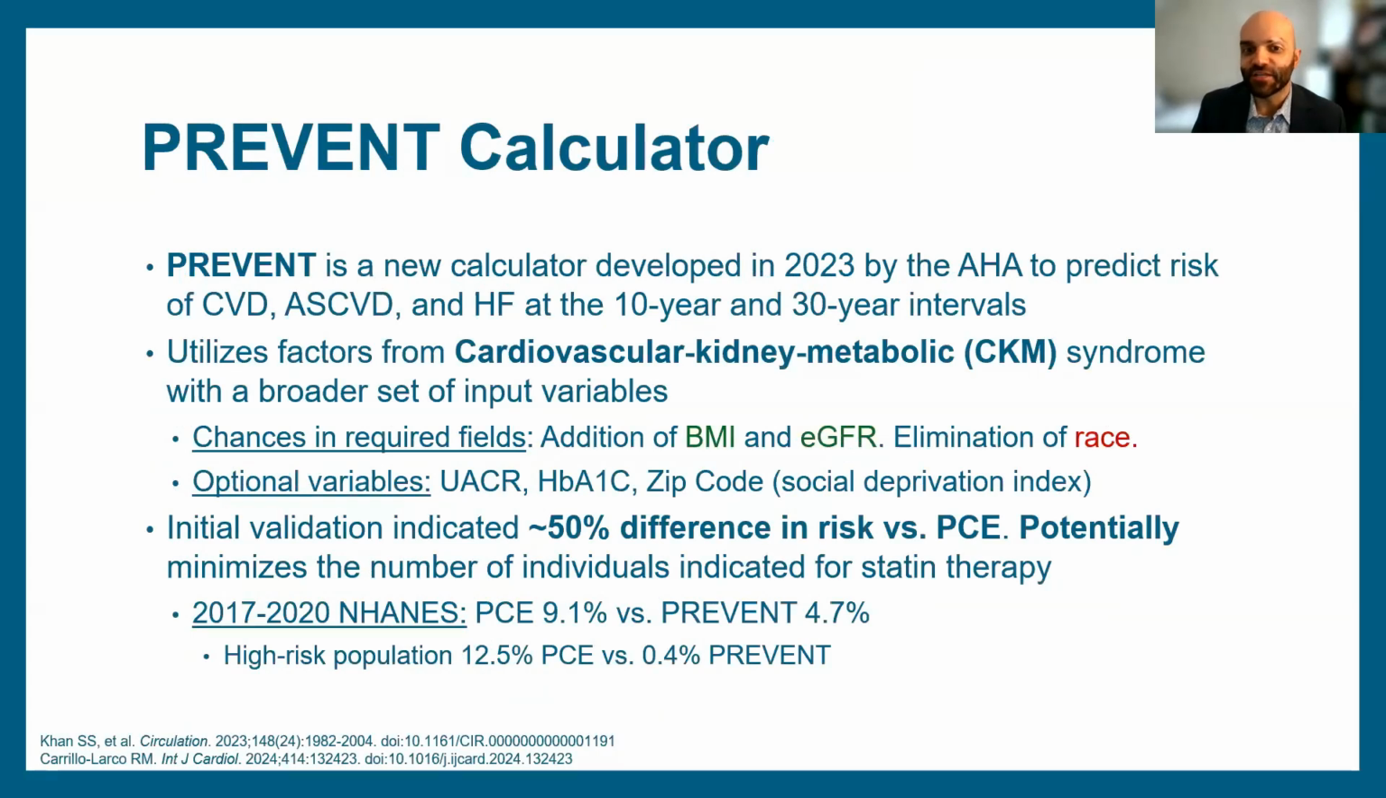But recently in 2023, we have a new tool called Prevent. The American Heart Association said, all right, we like the pooled cohort equation, but we need to get a little bit better at it. So they have a new tool called Prevent, which is looking at cardiovascular disease formation in general, ASCVD risk, and heart failure risk at 10 years and 30-year intervals.